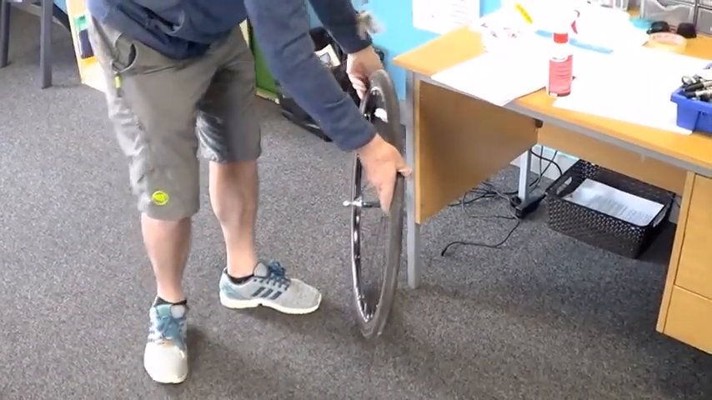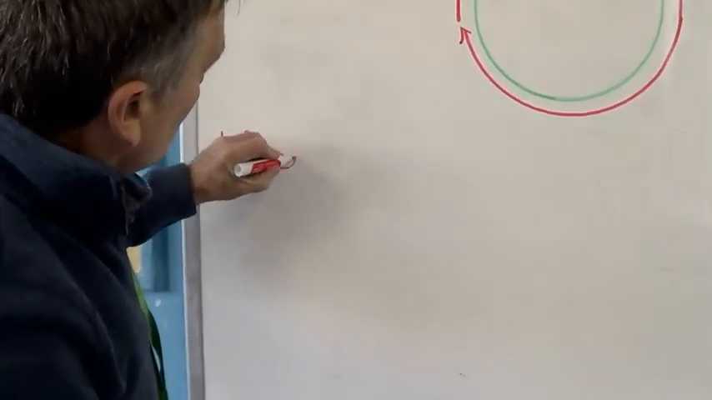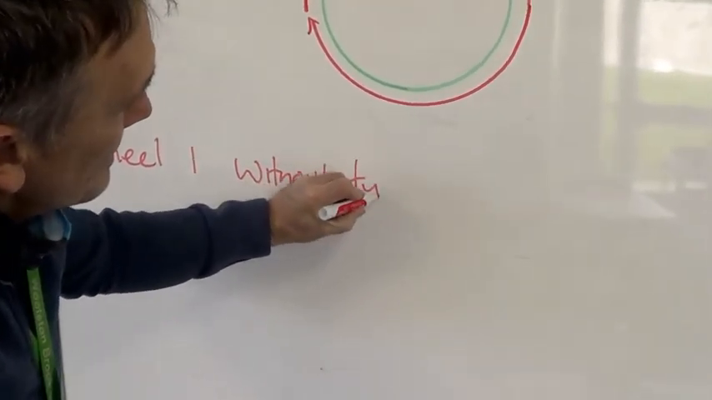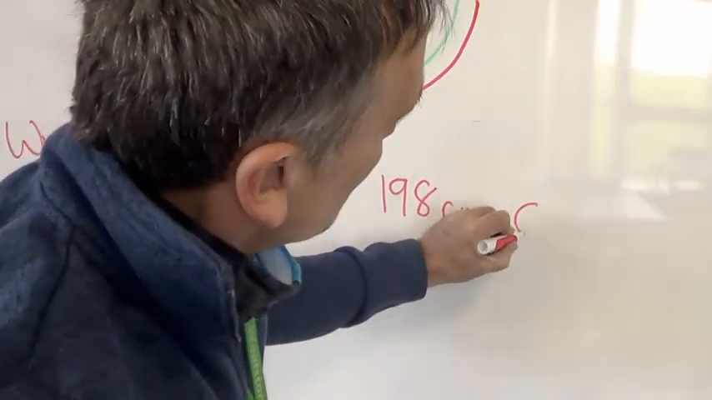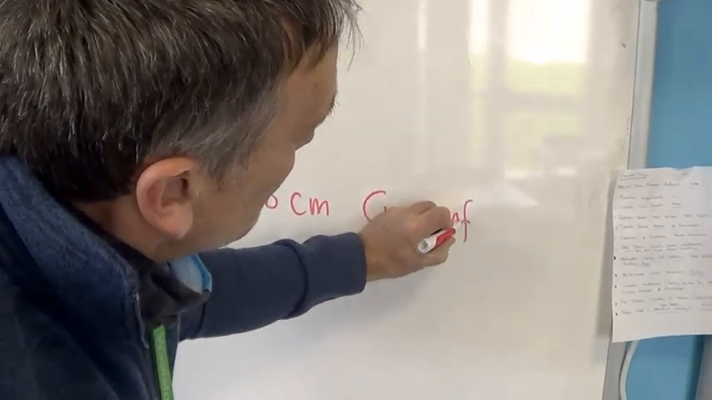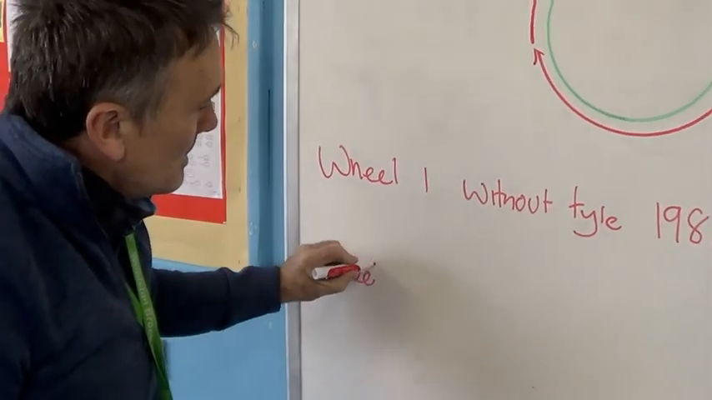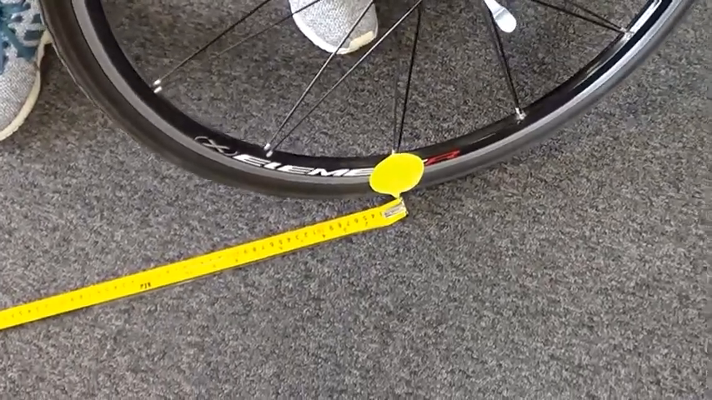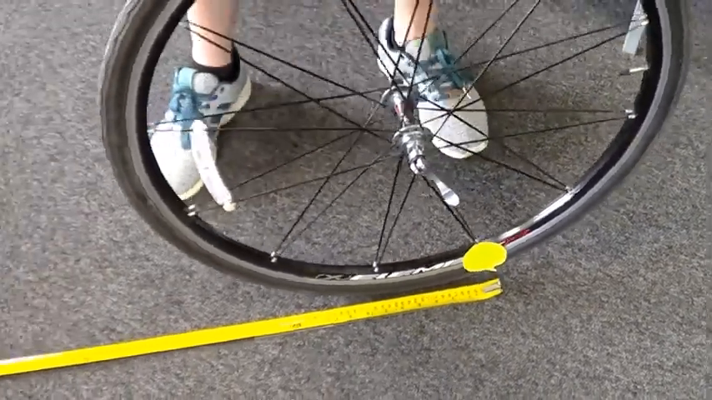So our first wheel, wheel 1, without tyre, was 198 centimetres circumference. And wheel 2, we'll check now, we'll see what this is. Starting on the 0 line, and again keeping the wheel as parallel to the tape measure as you can. Just carefully roll it.